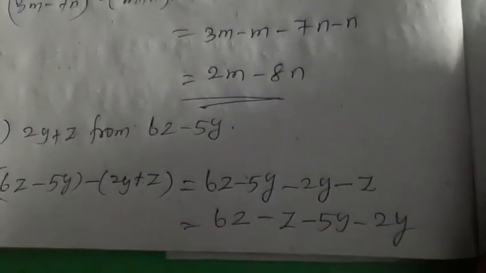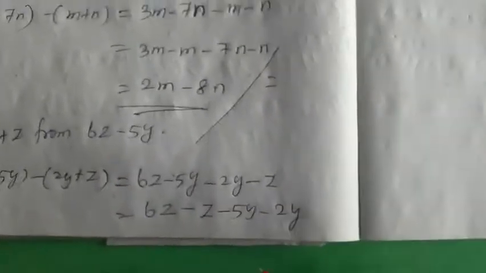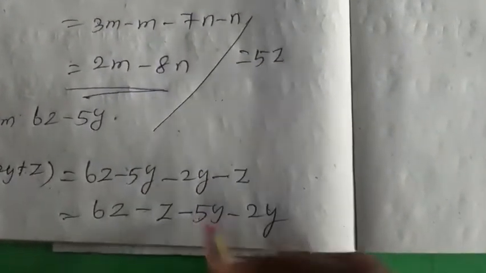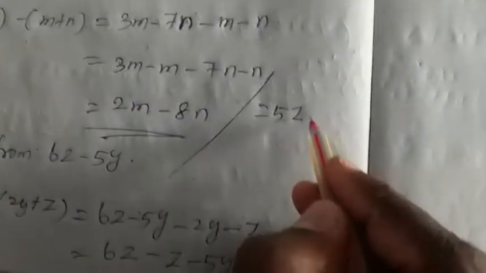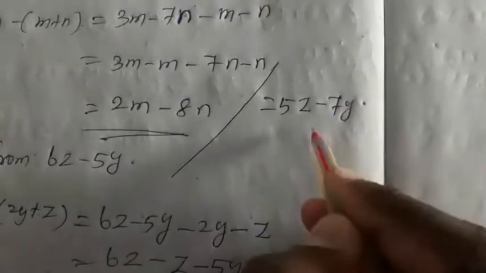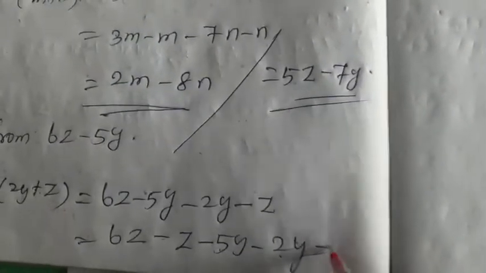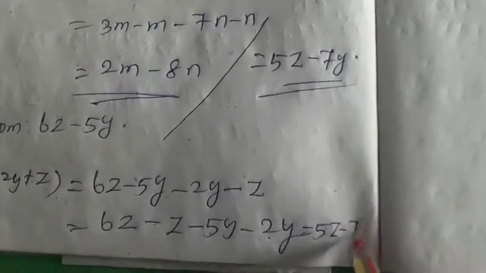So what is that? 6z minus z, what do we get as the answer? 6 minus 1, we get 5. So 5z. Minus 5y minus 2y, minus 5 minus 2 we get minus 7y. So this is the required answer and solution over. So finally we can write here 5z minus 7y.